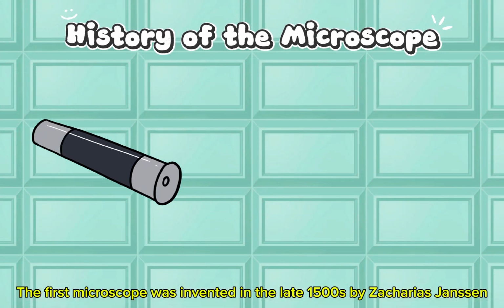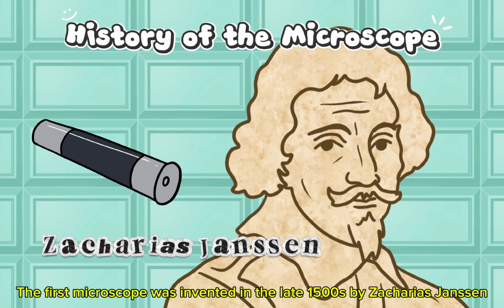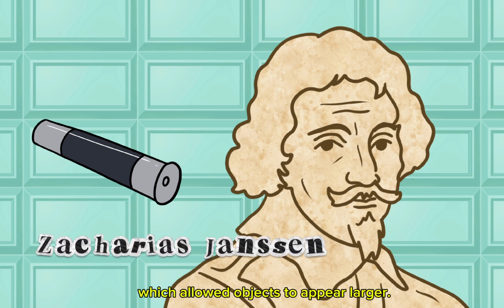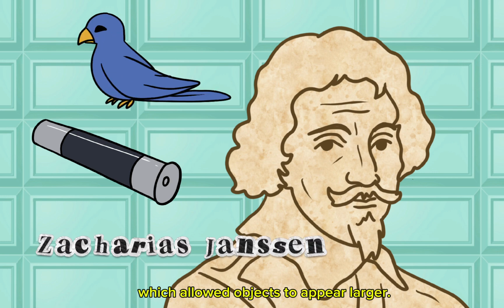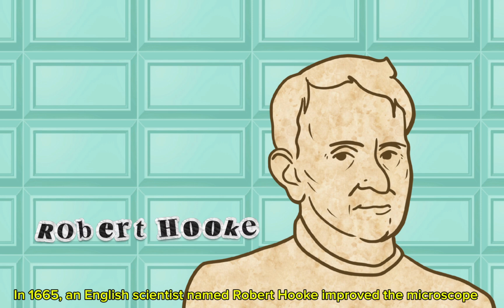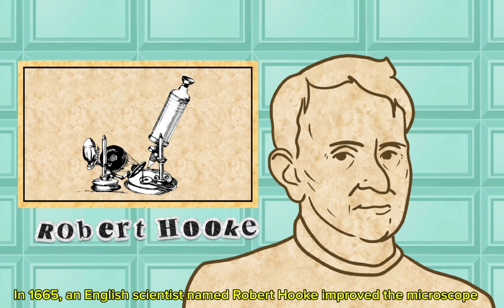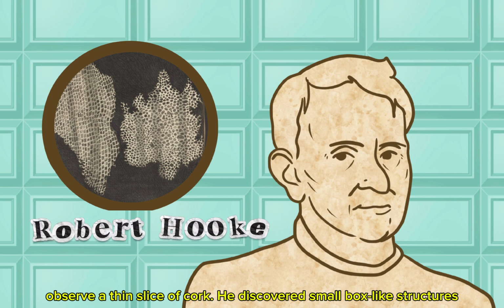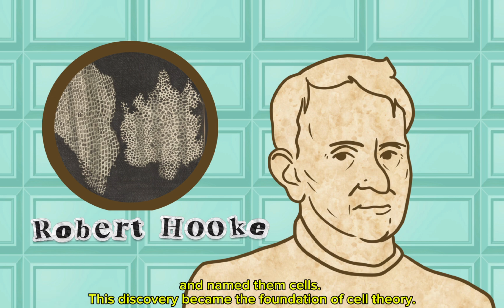The first microscope was invented in the late 1500s by Zacharias Janssen, a Dutch spectacle maker. He created the first compound microscope by combining two lenses, which allowed objects to appear larger. In 1665, an English scientist named Robert Hooke improved the microscope and used it to observe a thin slice of cork. He discovered small box-like structures and named them cells. This discovery became the foundation of cell theory.